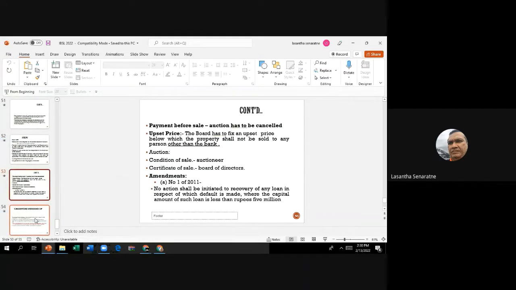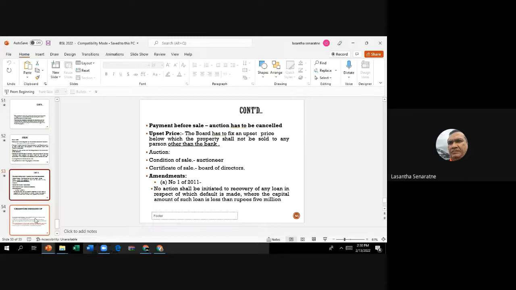Payment before sale, the auction has to be cancelled. Upset price: the board has to fix an upset price below which the property shall not be sold to any person other than the bank. So you need to fix the upset price, which is the price that the bank requires to get from this property.